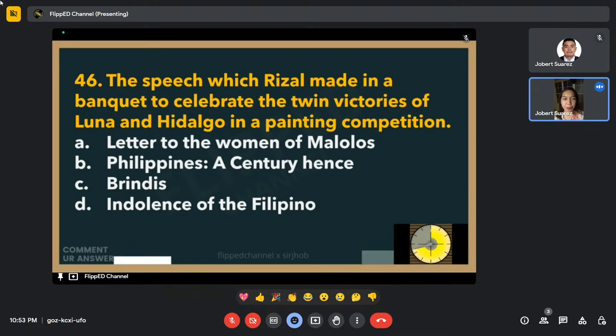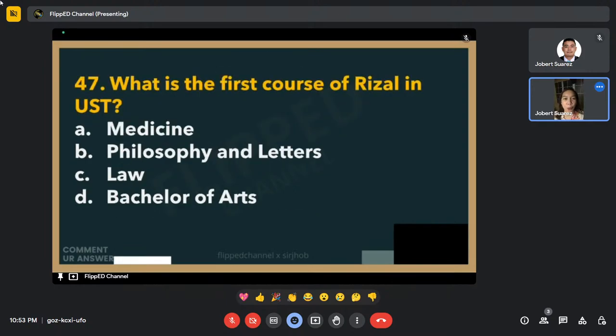Okay, the correct answer for number 46 is letter C. Gusto ko yung giggle ng letter C. It's Brindis. Okay? Pag speech siya kay Luna at kay Hidalgo, Brindis po yun. 47. What is the first course of Rizal in UST?